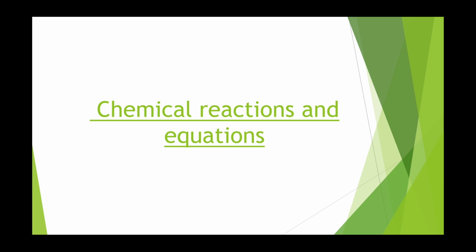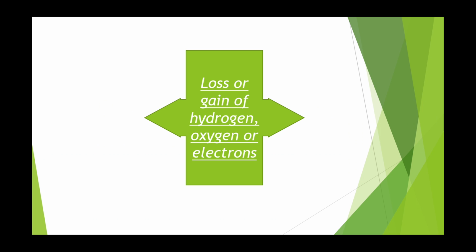We know during a chemical reaction there is loss or gain of electrons, and according to this loss or gain of electrons or hydrogen or oxygen, there are again two types of chemical reactions. Let us study first oxidation reaction.